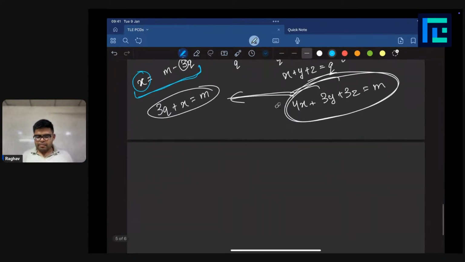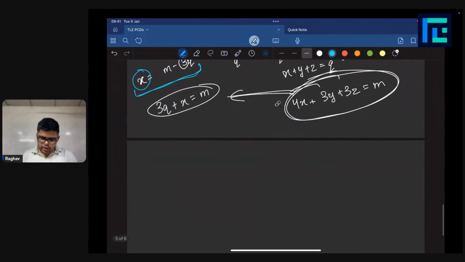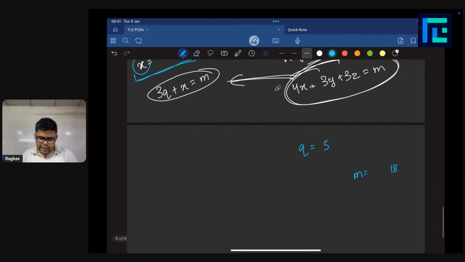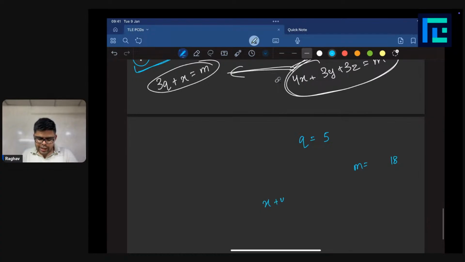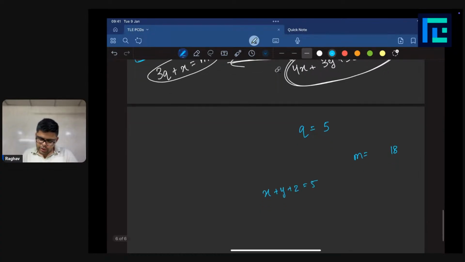Let me take a simple dry run example also. So let's say q was equal to 5 and m was equal to 15, or maybe let's say 18. I wanted to make sure that x plus y plus z is 5 and 4x plus 3y plus 3z is equal to 18 here.